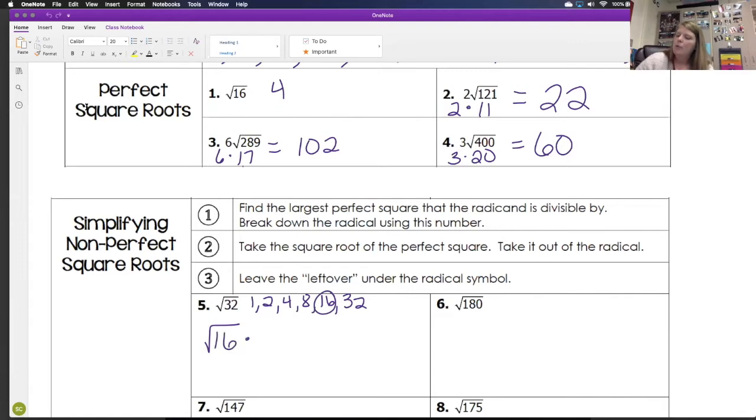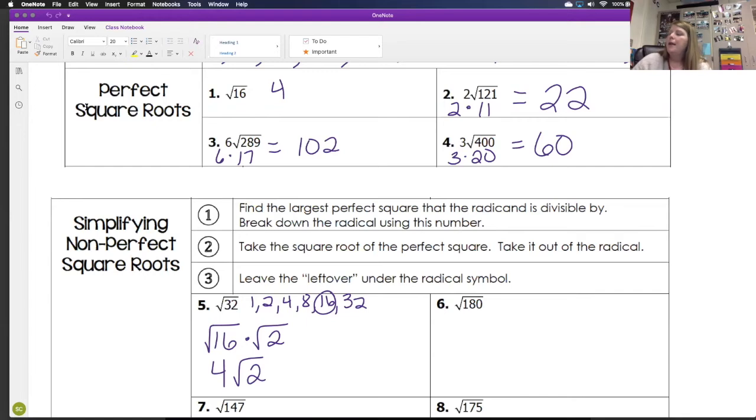And what do we multiply 16 by to get 32? 2. Trey? Yeah, go ahead. No, you're good. Trey? 2. And then what we can do, since we have a perfect piece, we can take the square root of it. The square root of 16 is 4. And then we're going to leave 2 underneath that radical. So 4 root 2, or 4 times the square root of 2, or 4 square root of 2. That is what your answer would be.